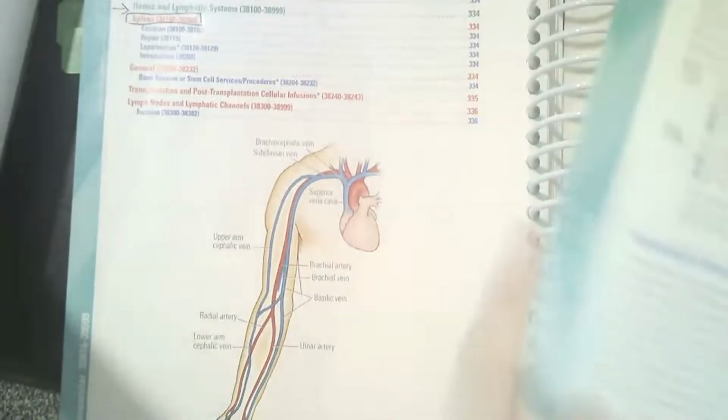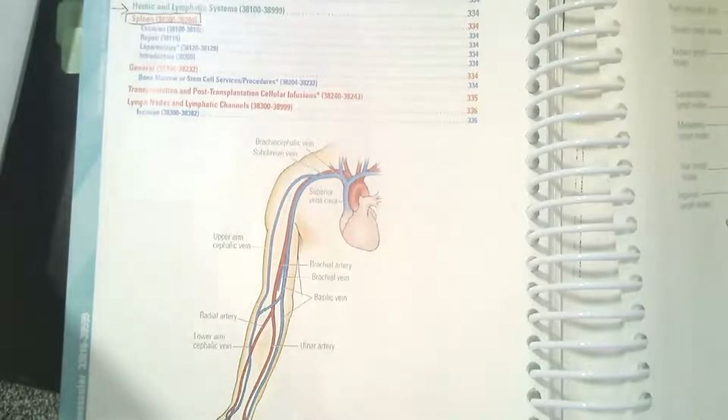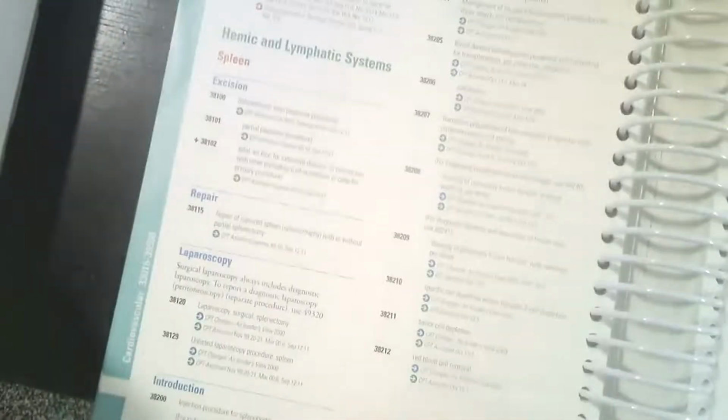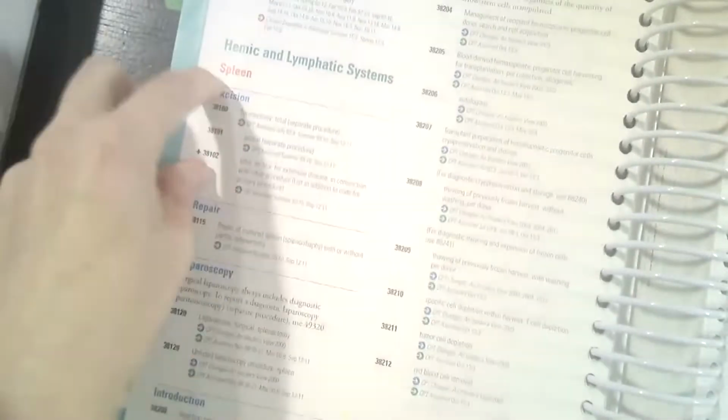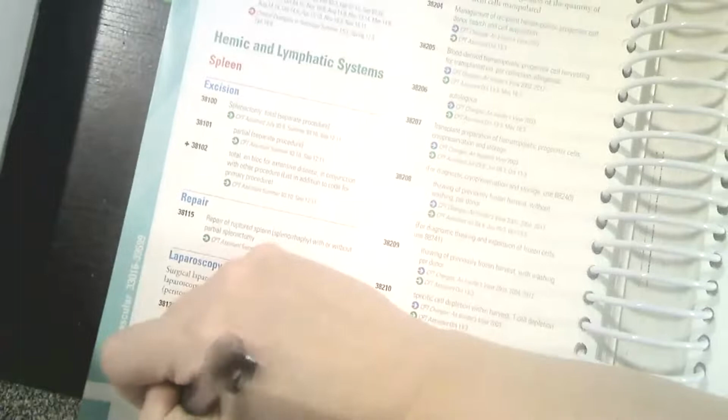And I don't know if I pointed this out, I did make my own tabs here for lymphatic and mediastinum as well. The codes themselves start on 334. All right. So here are the codes themselves. As I said, we have a section just for the spleen, and it's got those very familiar procedure sections, subsections in here: excision, repair, laparoscopy, and introduction, which is going to be like, remember, injections.